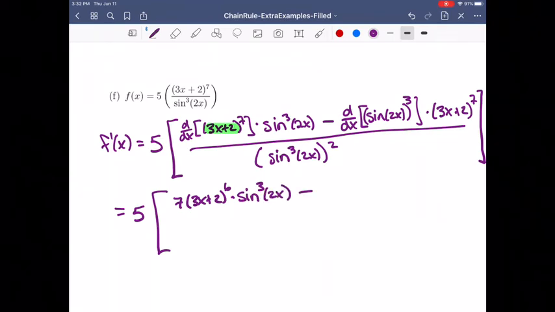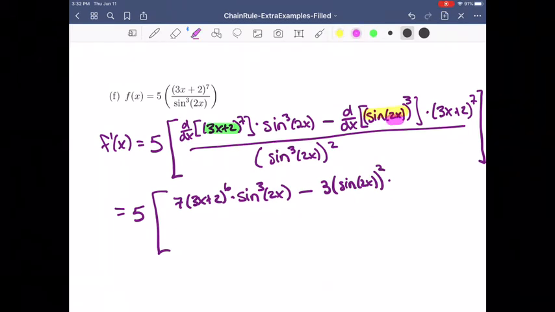Okay, now over here I actually have a multi-level chain rule. So first of all, it's sine of 2x. That is the inside bit. So it's going to be something to the power 3. So that's going to be 3 something to the power 2. Now I want to multiply by the derivative of sine 2x.